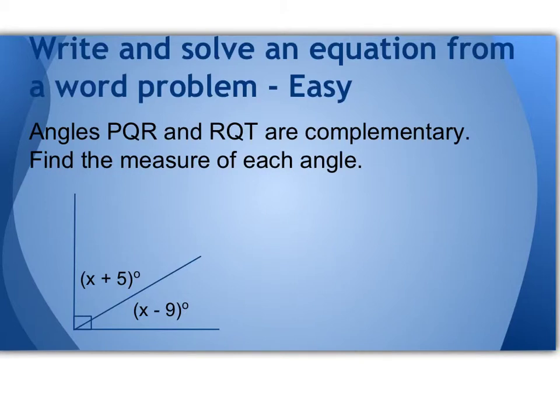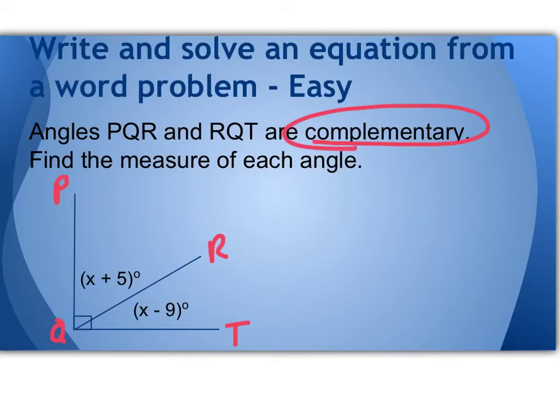In our last example, this is a geometry problem, hopefully a review of some concepts that you may have forgotten or hopefully remember. Angles PQR and RQT are complementary. Find the measure of each angle.